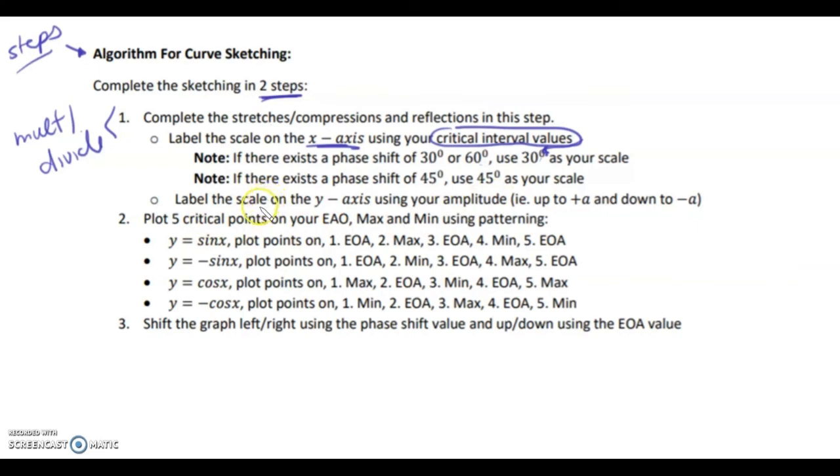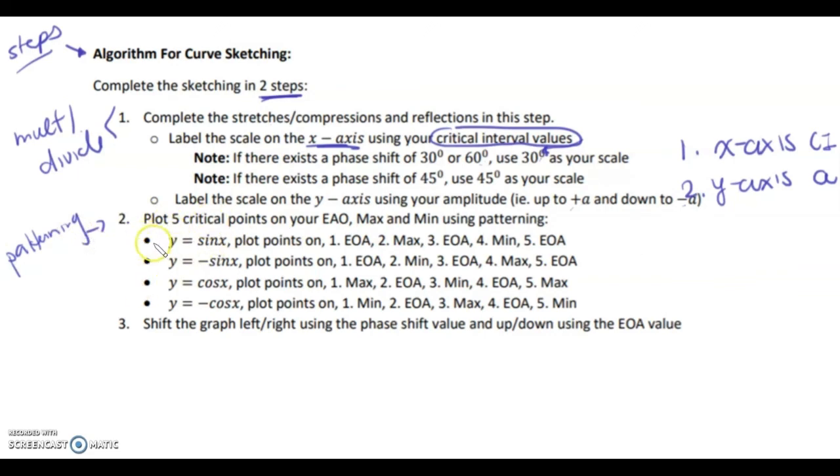Then we're going to label the scale on the y-axis with the amplitude. So we label it A units up and A units down. Say the amplitude was 5, we go up to positive 5, down to negative 5. So pretty much we're labeling the x-axis with the critical interval, and the y-axis with our amplitude. Here's the short form. And then from there we're just going to plot our critical points, and I did this as straight patterning.